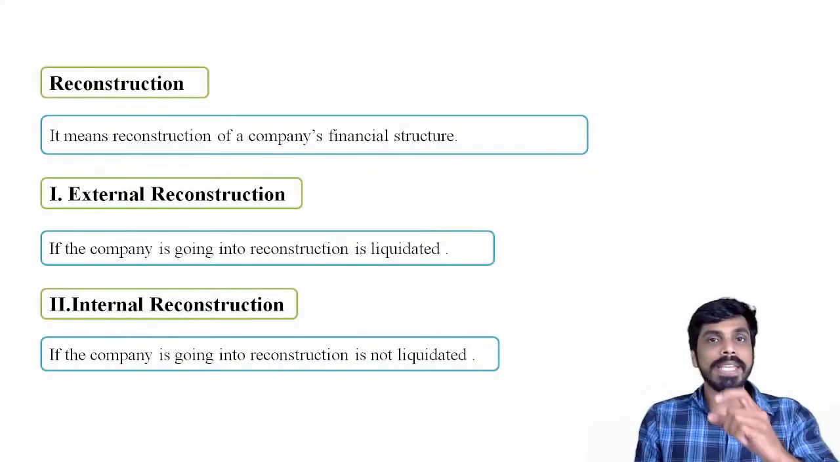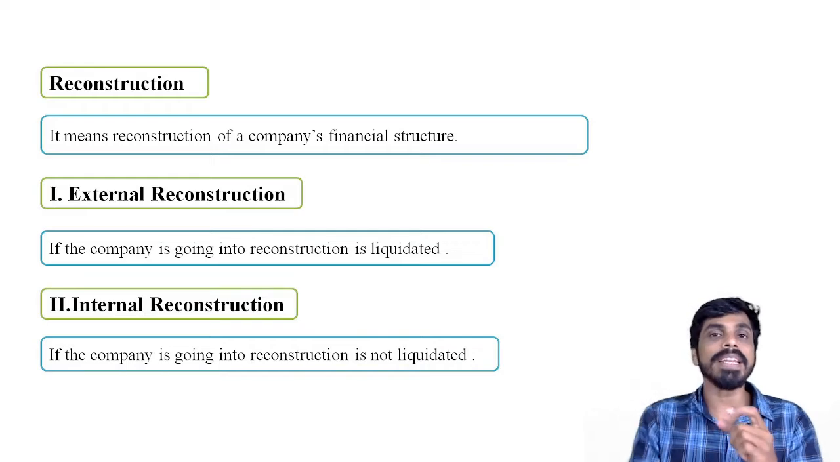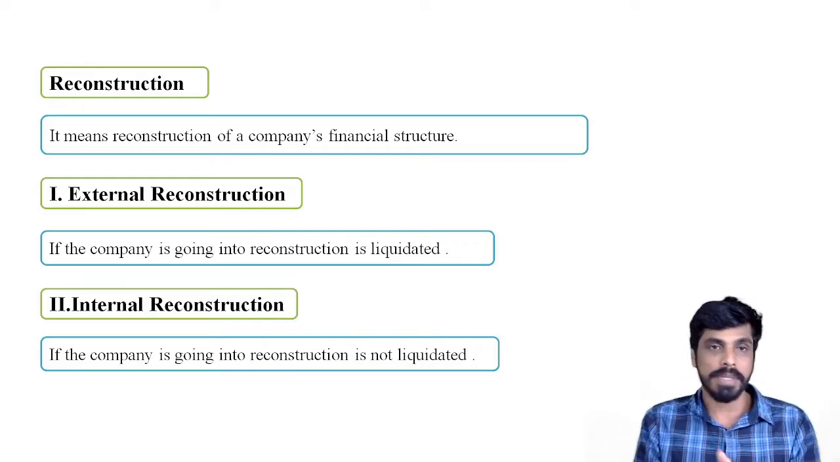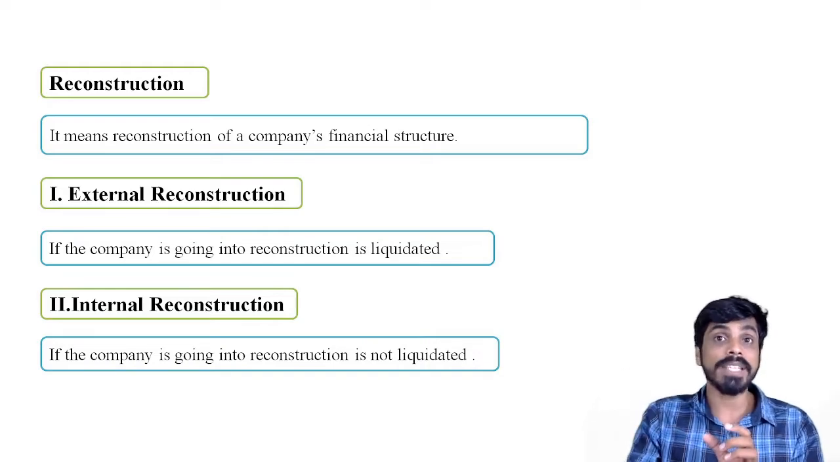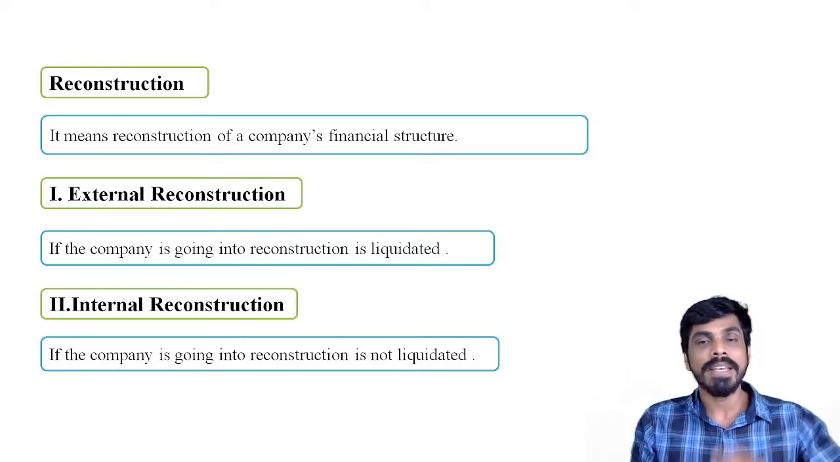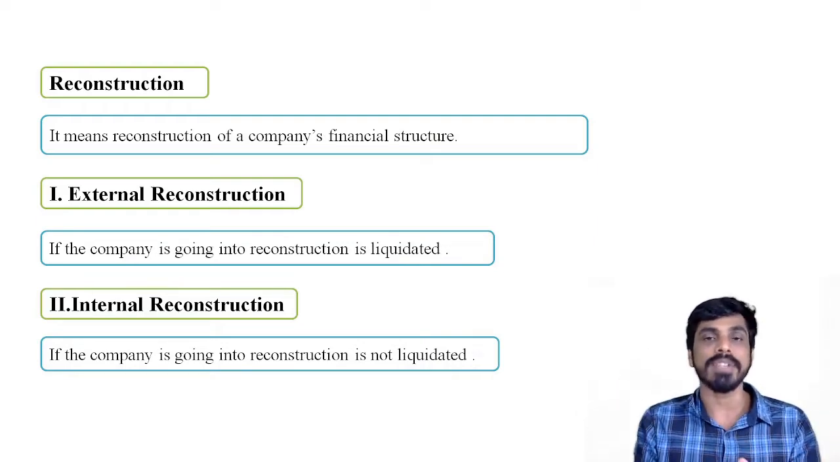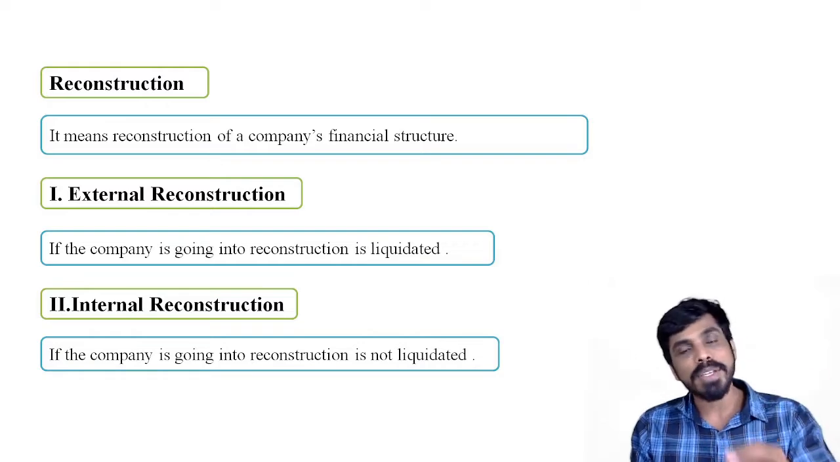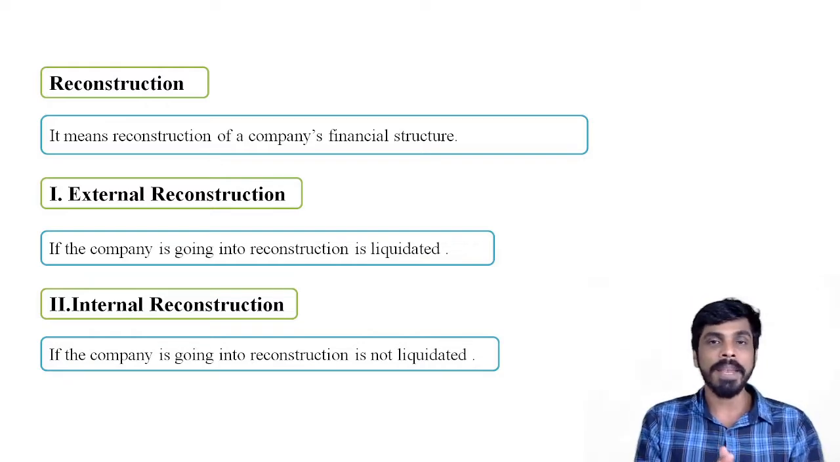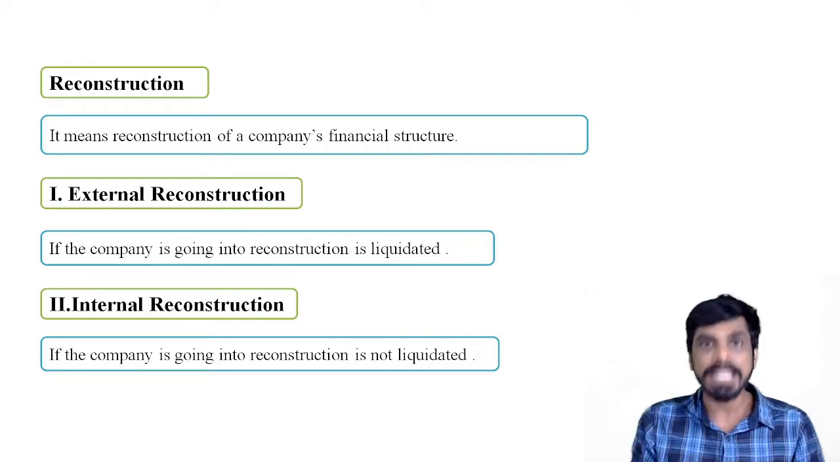There is another term, reconstruction, which can be related to the concepts of amalgamation and absorption. Reconstruction means the reconstruction of a company's financial structure. What do you mean by financial structure? The combination of their capital is known as financial structure. If it is restructured, we can call it reconstruction. That means amalgamation also can be a reconstruction. Reconstruction can be classified into two: external reconstruction and internal reconstruction.